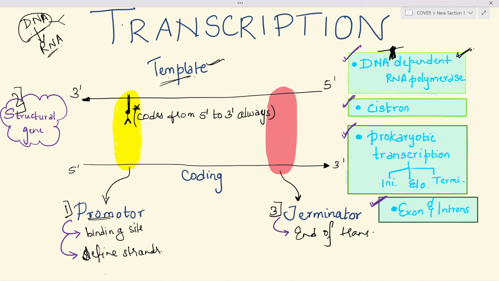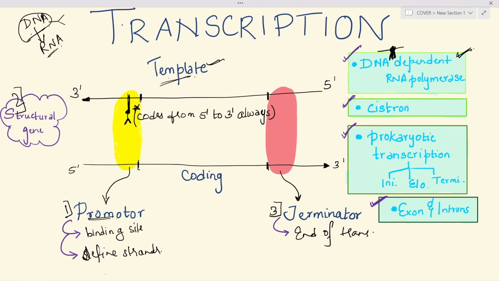Now we'll look at the structural chain. What is the structural chain? It is this part between the promoter and terminator. This entire sequence which is present, this is the structural chain. In NCERT it is given that promoter and terminator are flanking. What are flanking? They are present at the opposite ends of the structural chain.